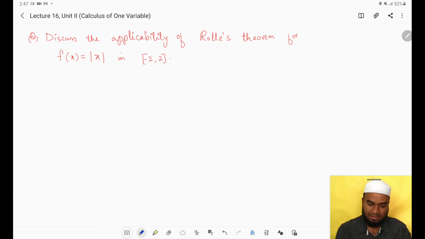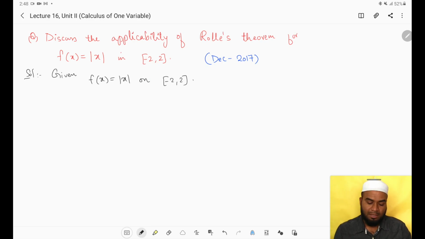And this question was asked in December 2017, right? So what is given? One function f of x equals mod x is given. We have to check whether Rolle's theorem is applicable for this function or not. Means we have to verify all those 3 conditions, that is f of x is continuous, f of x is differentiable, f of a equals f of b. These 3 conditions we have to verify. What is given? Given is f of x equals mod x on the closed interval minus 2 comma 2.